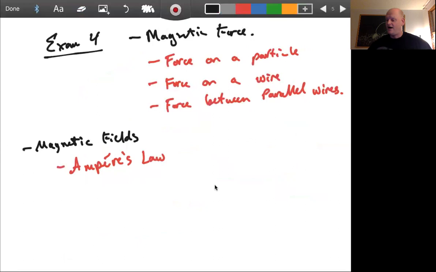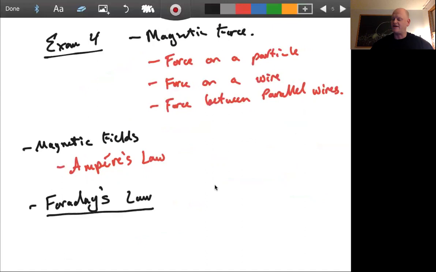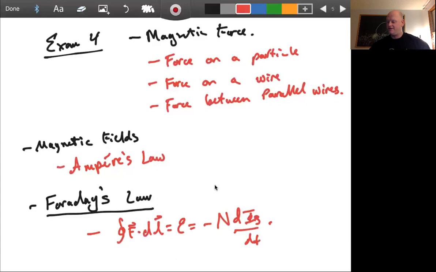Good, what else was there? There's also Faraday's law. Remember, Faraday's law says that we can induce an electric field, or at least a current or potential inside of something, from a time-dependent magnetic flux. So here we're looking specifically at the closed loop integral of the electric field dotted with the differential length, which is equal to the EMF, which is then equal to minus the number of loops times the time rate of change of the magnetic flux. Good, so that's basically it.